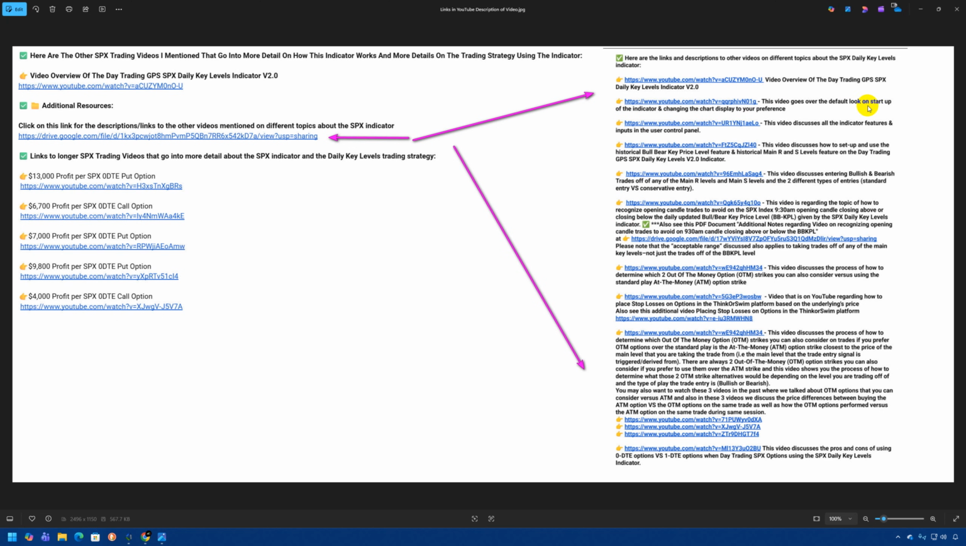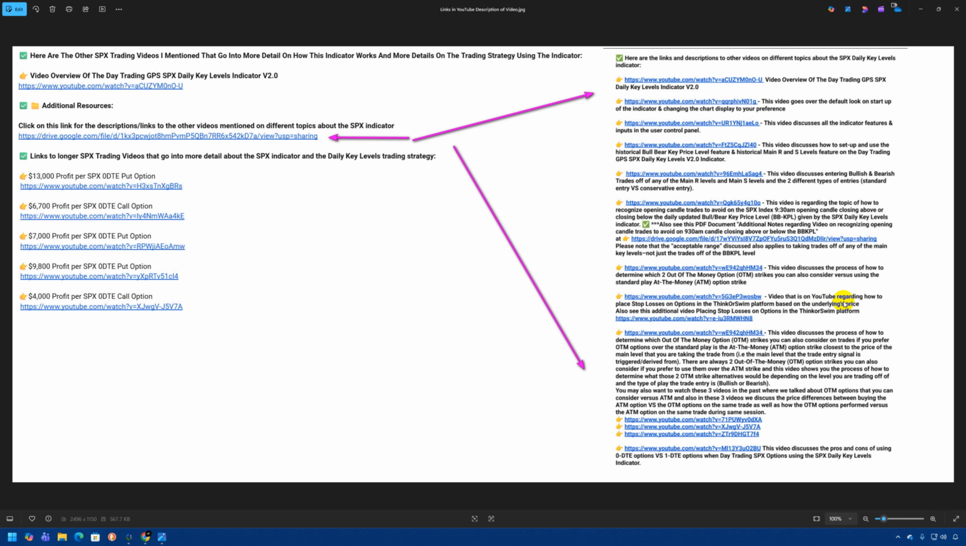The video overview, default look on startup, discusses all the indicator features and inputs in the user control panel, how to set up and use the historical BBKPL level feature and historical main R and S levels feature, discusses entering bullish and bearish trades off of any of the main R or S levels, and also the 2 different types of entries, standard entry versus conservative entry. And this was the one about the acceptable range that we showed earlier. This also discusses the process of how to determine the 2 out of the money strikes you can also consider using versus the standard play at the money strike.